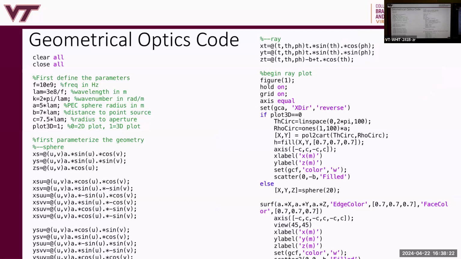What do we do first? We clear all, close all. Then we define the parameters. 10 gigahertz is the frequency. Then we calculate lambda and k from that. You define the radius of the sphere, which is 5 lambda, a. b is the distance to the point source. c is the radius to the aperture. And then there's this flag here to make a 2D plot or 3D plot of the rays. All right, first we parameterize the geometry. The surface with the S is a sphere. Here's the parameterization of a sphere. For your homework, you're going to change this to a hyperboloid, right?